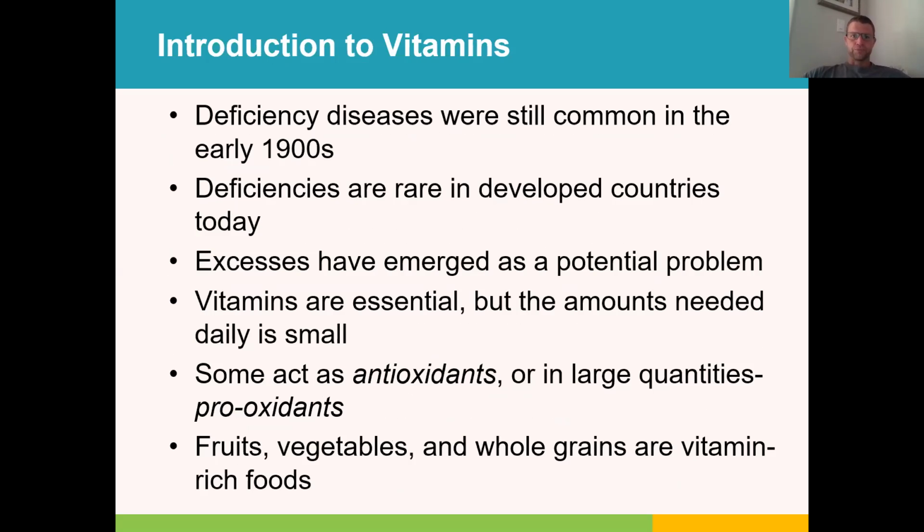So here we go. All right, so deficiency diseases were still common in the early 1900s. Deficiencies are rare in developed countries today. Actually, way back when, a lot of times they didn't know what vitamins were what. So again, one of the first ones that they sort of kind of knew what to do with was vitamin C. They knew citrus fruits carried something in them that actually helped prevent scurvy.